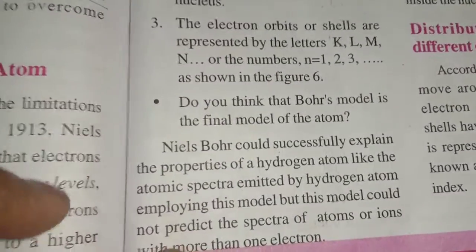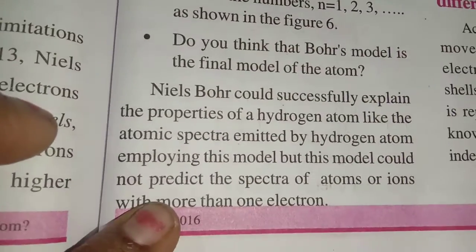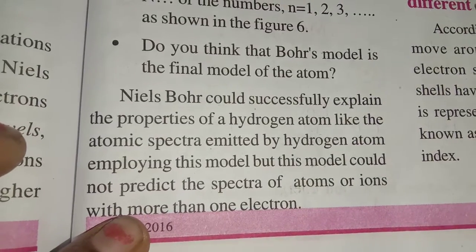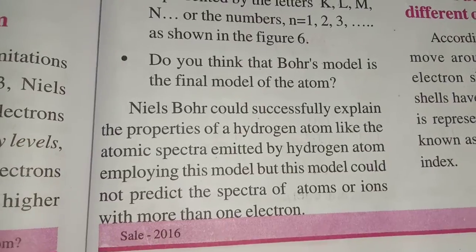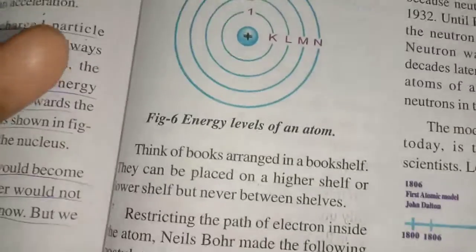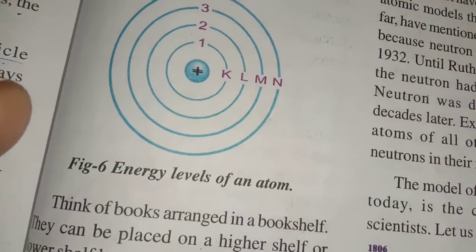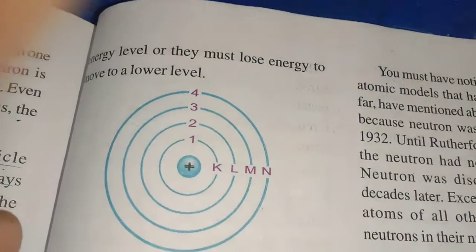Niels Bohr could successfully explain the properties of a hydrogen atom, like the atomic spectra emitted by the hydrogen atom, using this model. But this model could not predict the spectra of atoms or ions with more than one electron. If there is more than one electron, it was not able to explain how the arrangement would be.